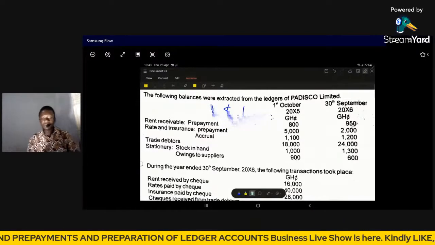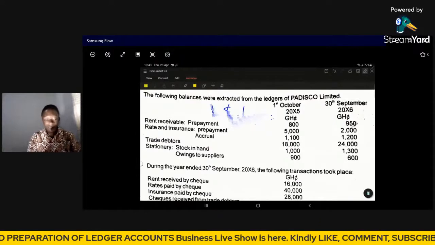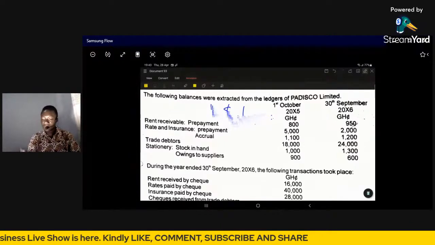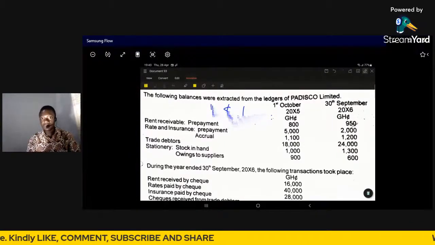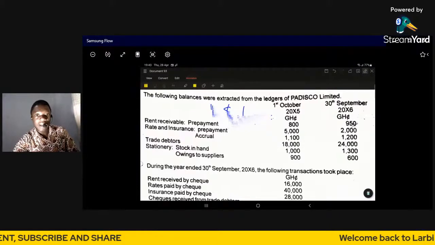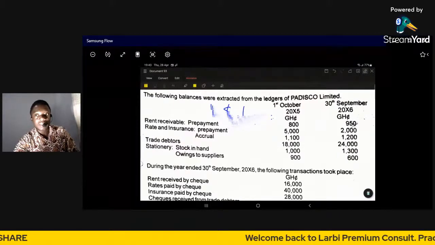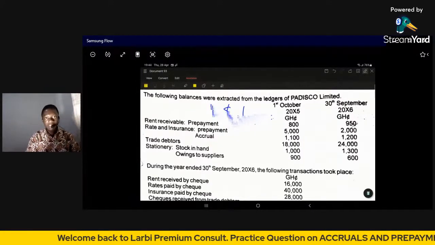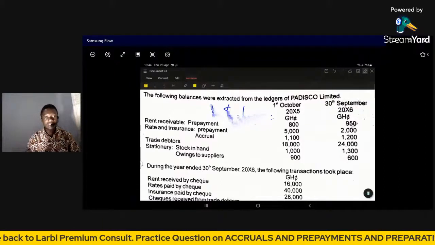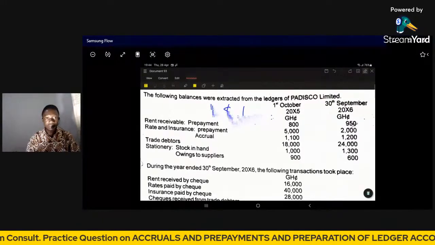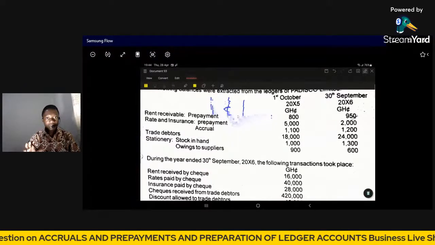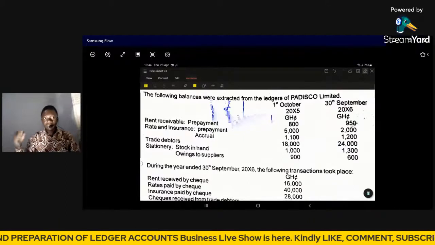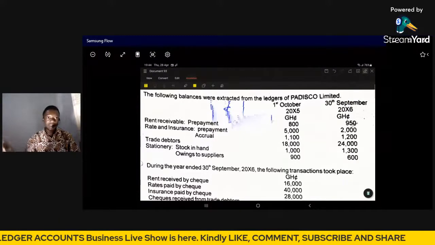So these are the balances extracted from the ledgers of Padisco Limited. We have 1st October 20x5 and 30th September 20x6, meaning that the accounting period for Padisco started in one year and ended in another year. That is the issue about their accounting periods. I hope that is clear. So it starts on 1st October and ends on 30th September in another year.